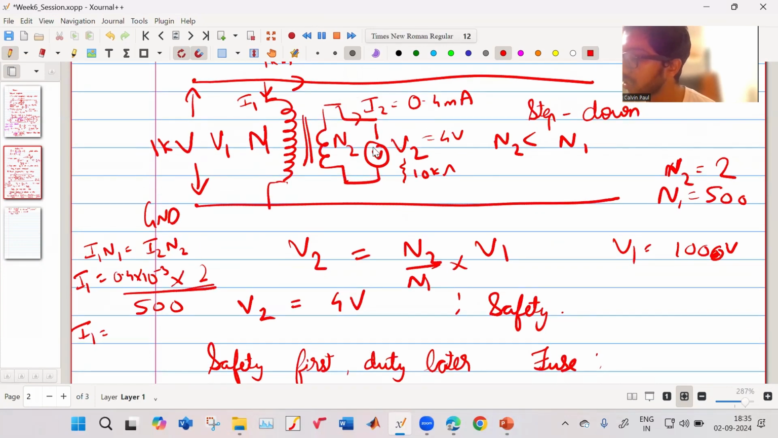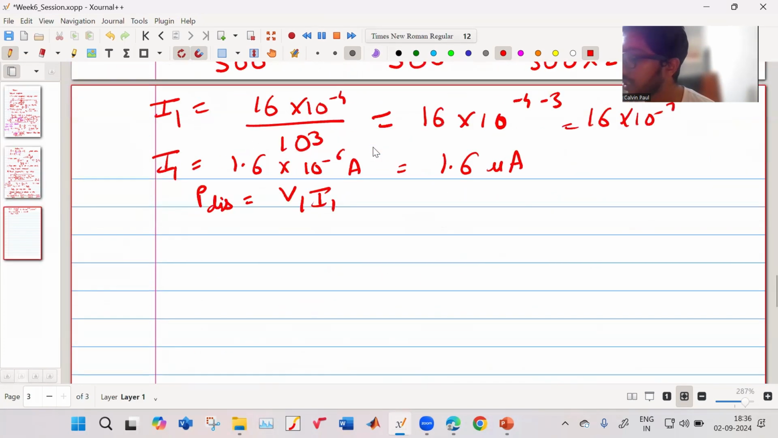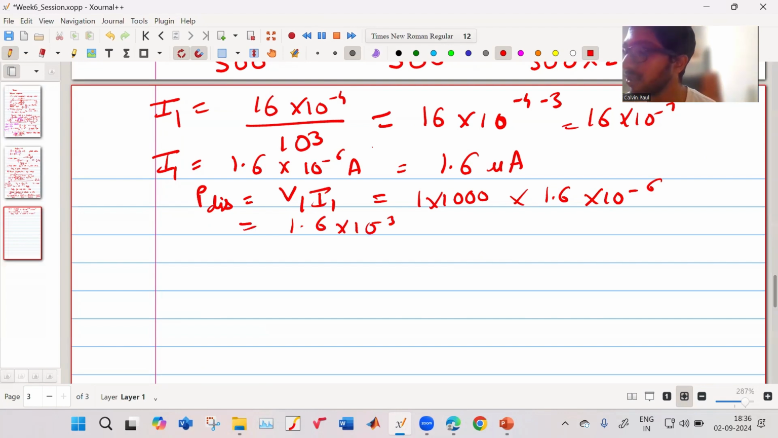V1 is 1 kV. So 1 into 1000, and the current is 1.6 into 10 to the power minus 6. So that is actually 1.6 into 10 to the power minus 3. So the power dissipated is approximately 1.6 milliwatt, which is a very small fraction.